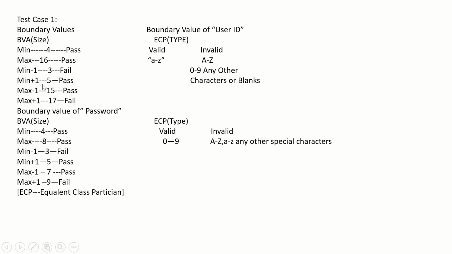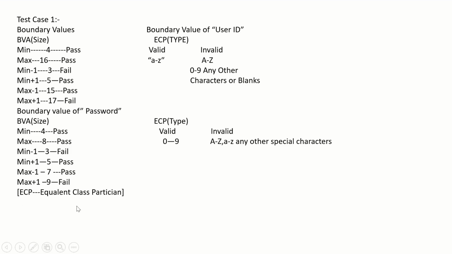Minimum 1 to 3 fail, minimum plus 1, 5 pass, maximum minus 1, 15 pass. So max plus 1, 17 is fail. Boundary value of password, that is BVA size: minimum 4 pass, maximum 8 pass. Minimum 1 to 3 fail, minimum plus 1, 5 pass, maximum minus 1, 7 pass. That is maximum plus 1, 9 fail.